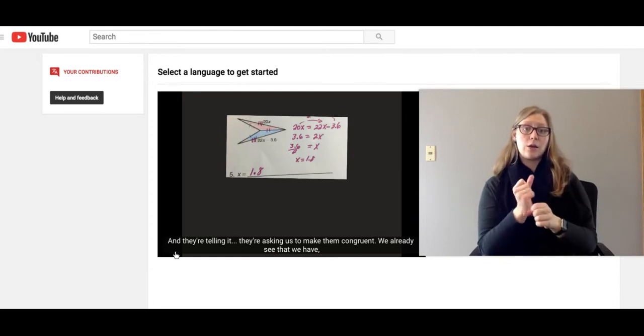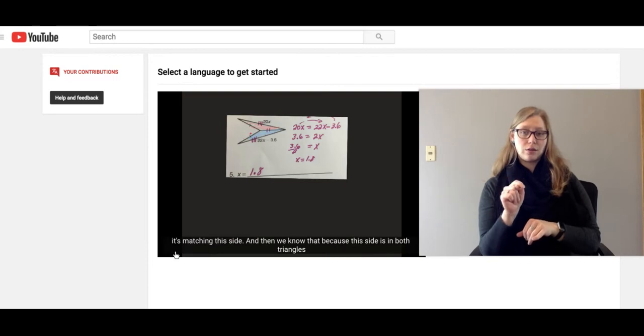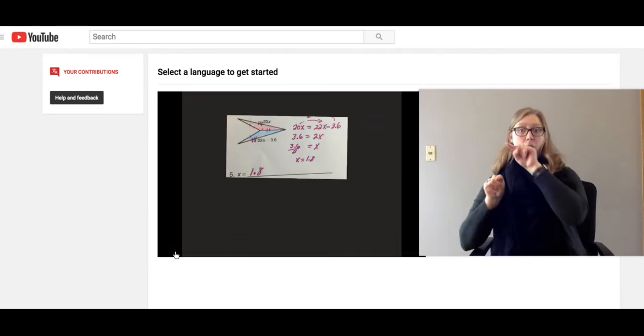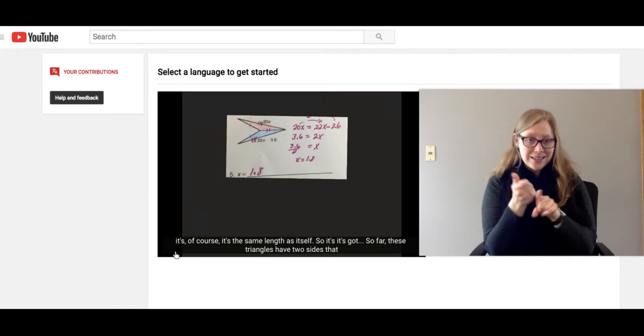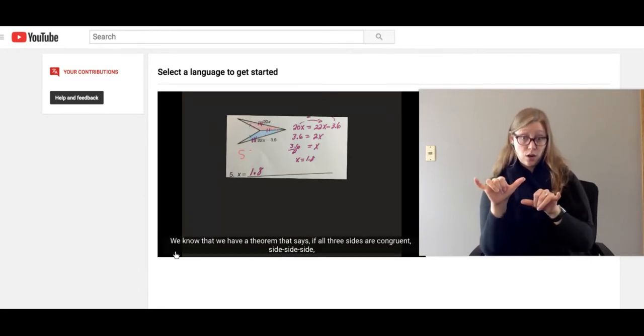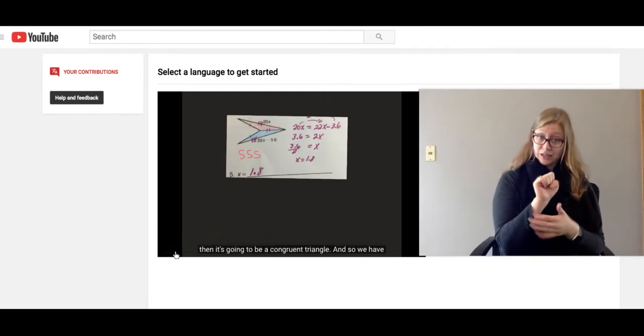We already see that you can see this side right here has a tick mark. It's matching this side. And then we know that because this side is in both triangles, it's of course the same length as itself. So so far these triangles have two sides that are congruent. We know that we have a theorem that says if all three sides are congruent, side, side, side, then it's going to be a congruent triangle.